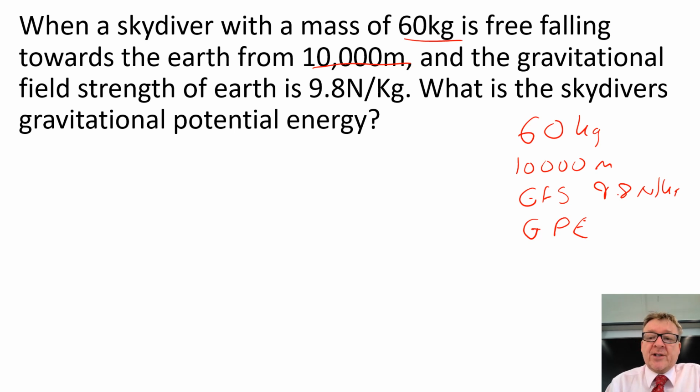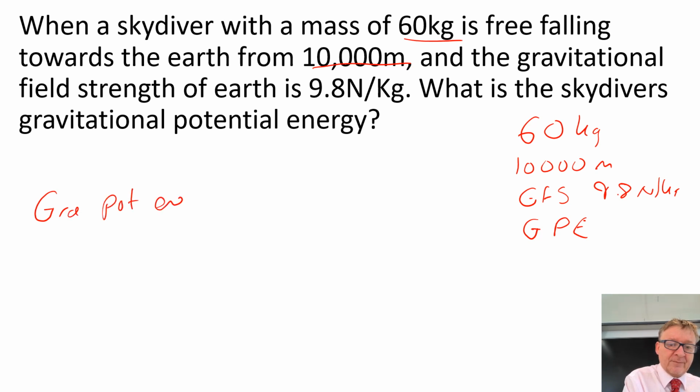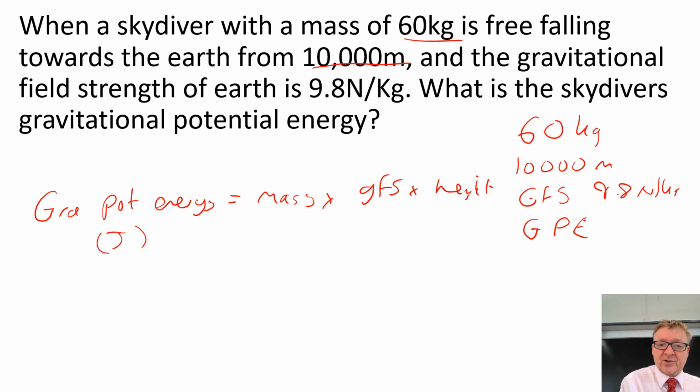So I go to my equation sheet and find the equation that has all 4 of those things in. I might not write them out fully here, but in your exam you write them out fully. It is gravitational potential energy equals mass times gravitational field strength times height. Units of each one: gravitational potential energy is joules, mass is kilograms, gravitational field strength is newtons per kilogram, height is meters.